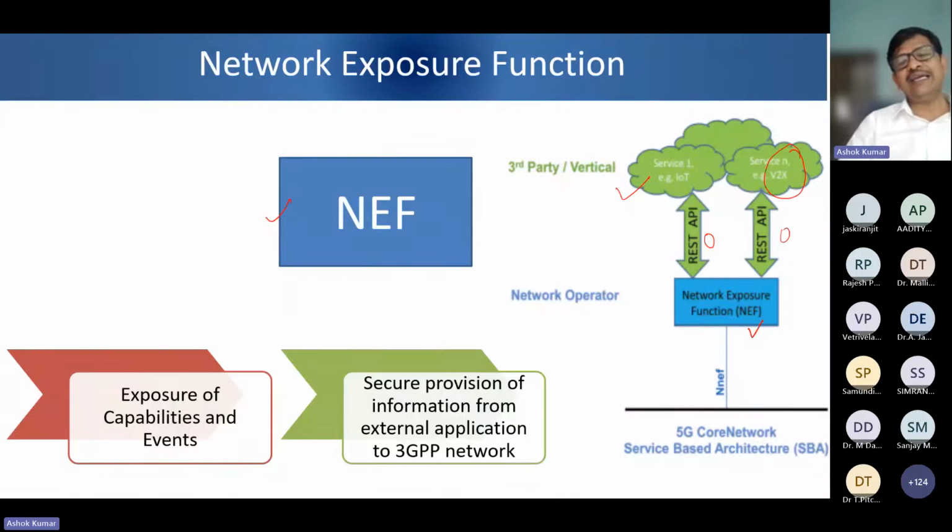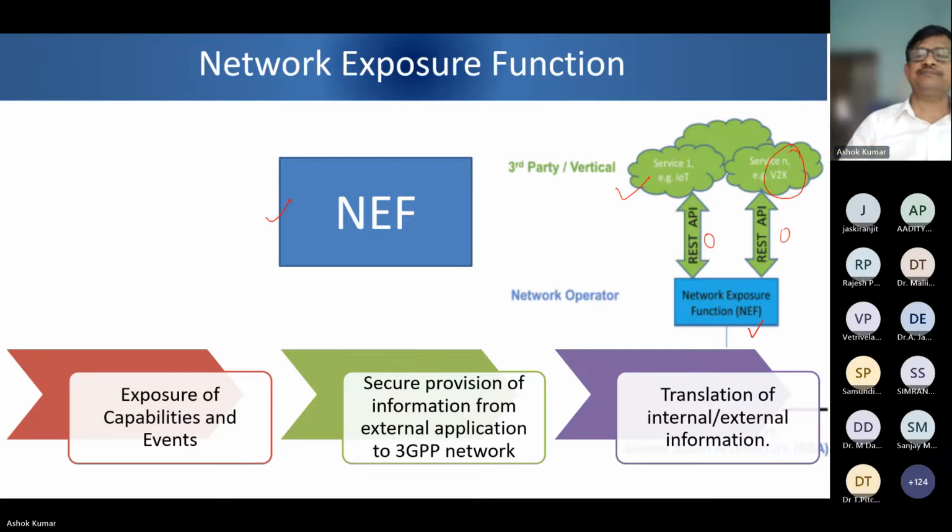And this is also outside the 3GPP network. If something is to be provisioned, it is done through the NEF. So NEF is a secure element to connect to the outside world of the 5G network. And of course, there will be translation work happening because it has to talk to many kinds of things. So inside it is one kind of communication, outside it is different. So all those internal and external information translations will happen at the NEF level.